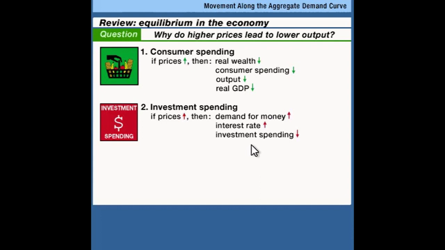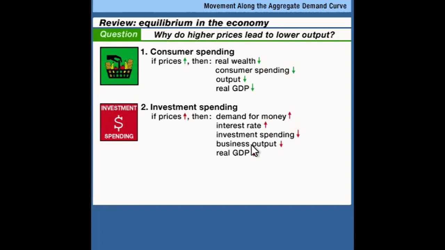So the second channel through which rising prices lead to shrinking real gross domestic product is the investment spending effect. Rising prices, increased demand for money, increasing interest rates, shrinking investment spending, and shrinking real gross domestic product. The third channel through which rising prices lead to shrinking real gross domestic product is through the effect on net exports.